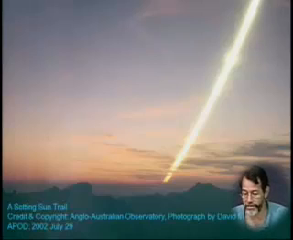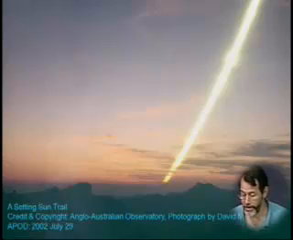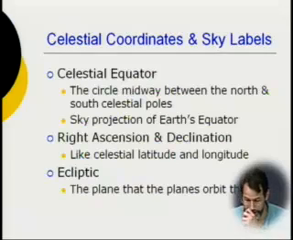Here we see, instead of a star trail, a sun trail. And the sun is so bright that you don't see other stars. Cleverly taken by famous astrophotographer David Malin. So I'm going to zip along because we're running out of time. Let's see, back to the celestial equator.